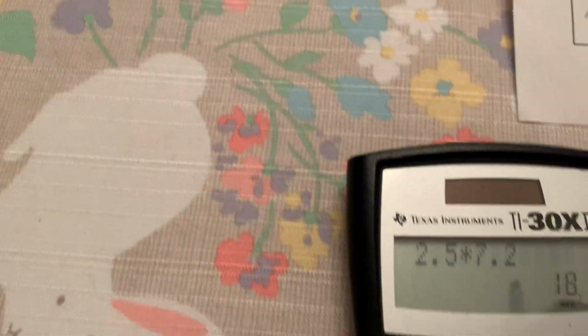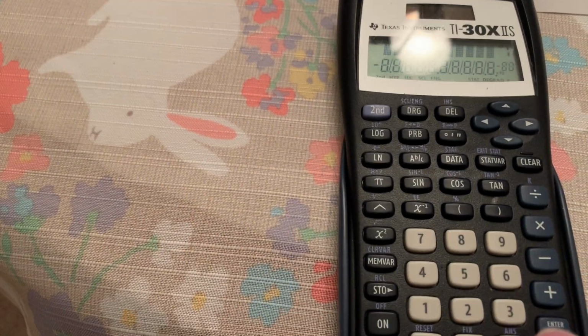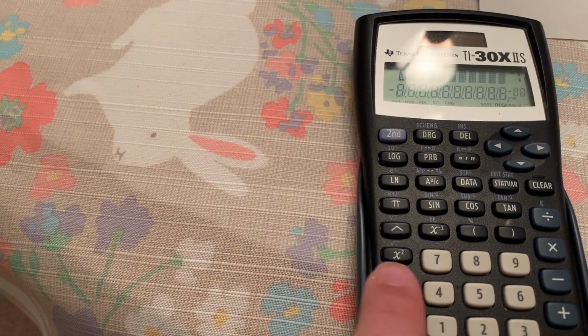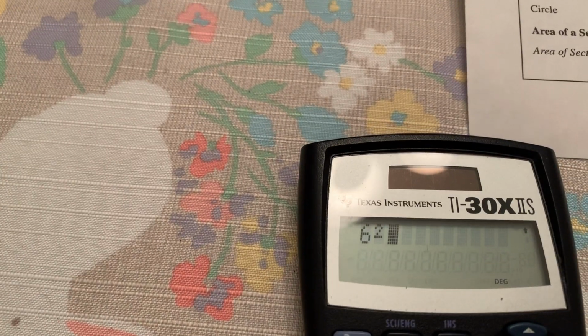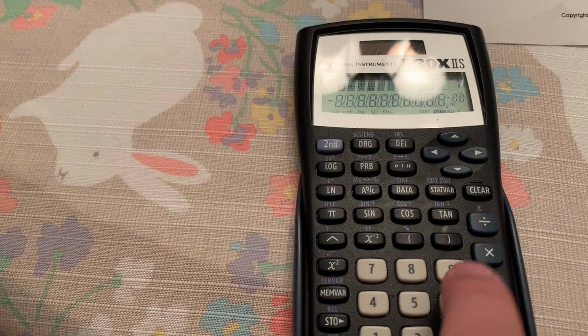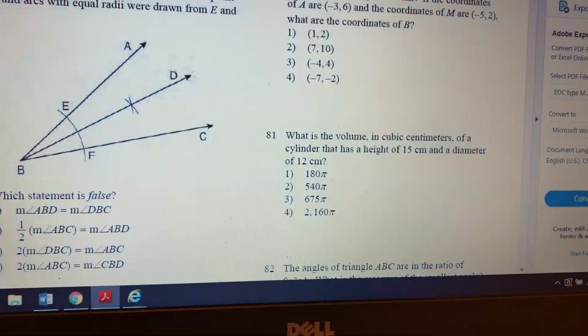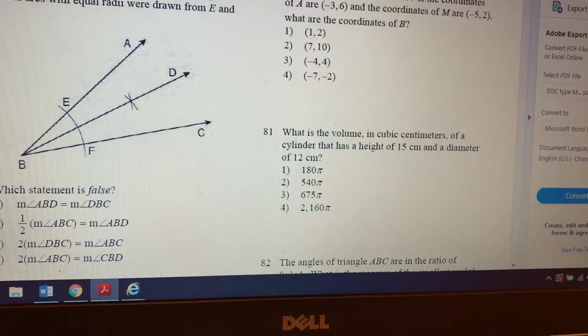And get the lights out of the glare of the calculator. All right, clear. Alright, trying to look through the calculators. I'll do the 6 squared. Alright. Times 15. See, I got it up there. I'm going to hit equals 540. Alright, so it is 540 pi, which is answer choice 2.